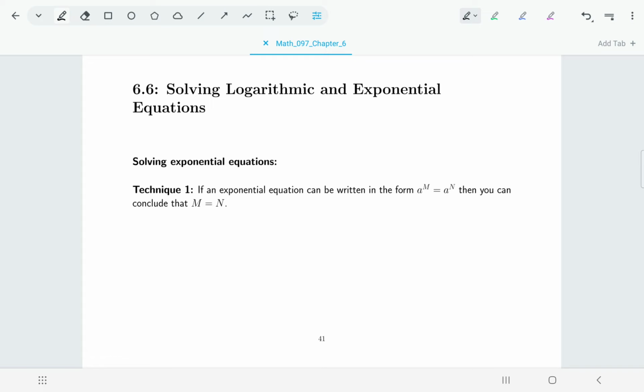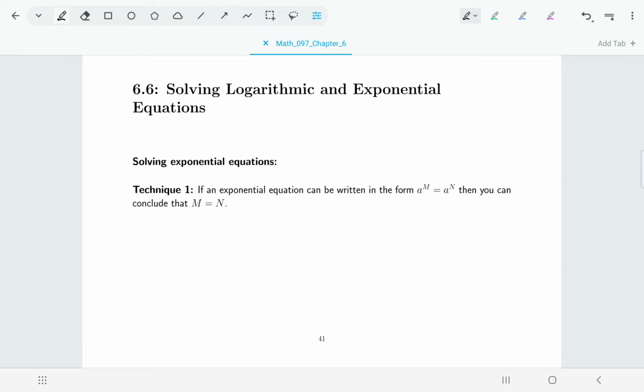Welcome back. In this section, we're going to start looking at solving logarithmic and exponential equations. We're going to begin with the exponential equations, starting with sort of the easier ones to work with and make our way up to the more difficult ones to solve. And then we'll do the same thing for the logarithmic equations.